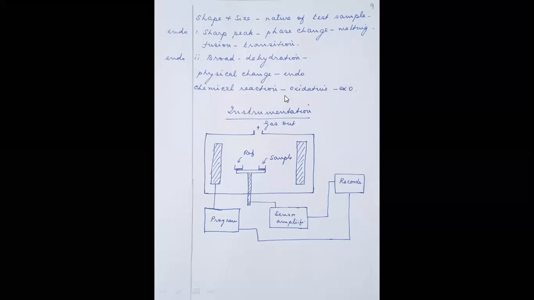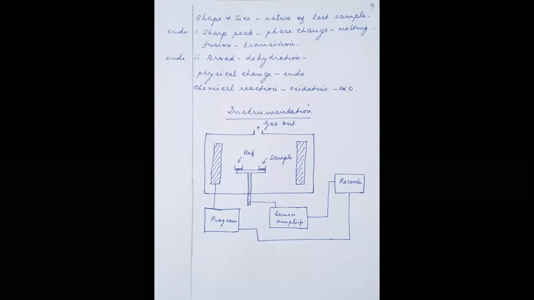For chemical reaction, normally it will be exothermic. For example, oxidative additions, oxygenation. So for oxidative reactions, the temperature will come out. So it is an exothermic process.